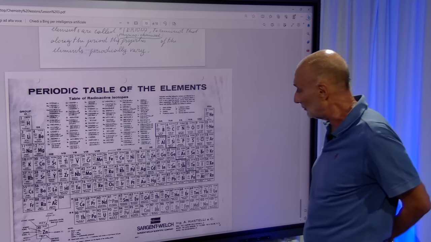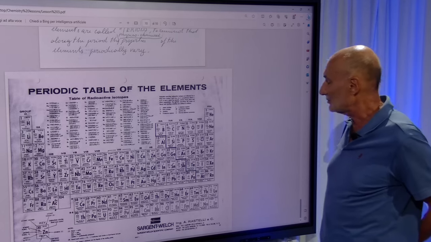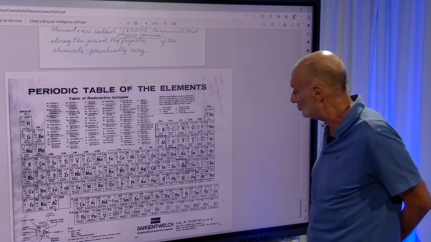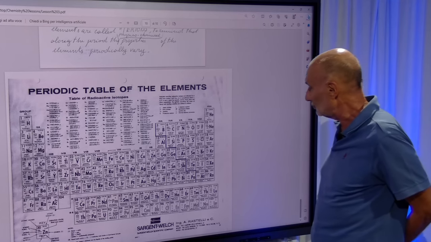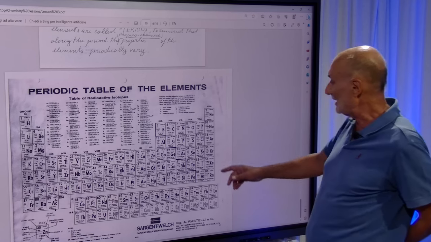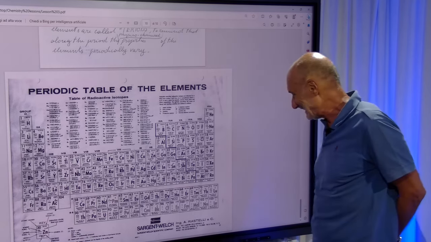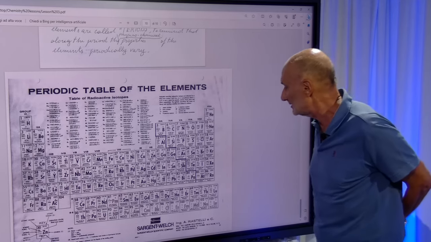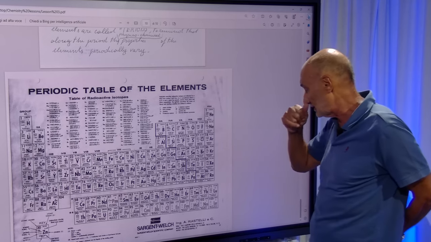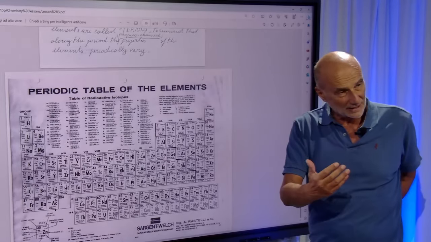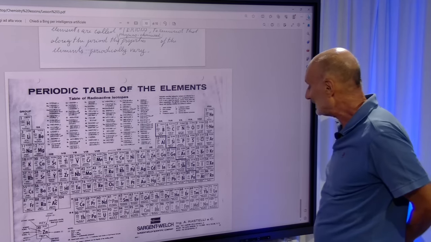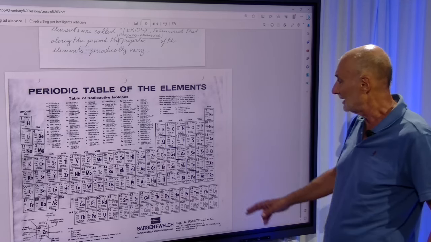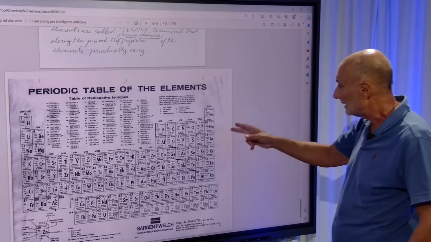Then we have antimony, which has 5 electrons in its outer shell and exhibits chemical behavior similar to that of arsenic, phosphorus, and nitrogen. And then we have tellurium, which has 6 electrons in its outer shell, like selenium, sulfur, and oxygen, and so exhibits similar chemical and physical behavior. And then we have iodine, which has 7 electrons in its outer shell, like bromine, like chlorine, like fluorine.